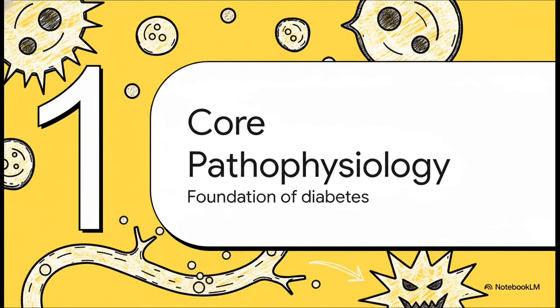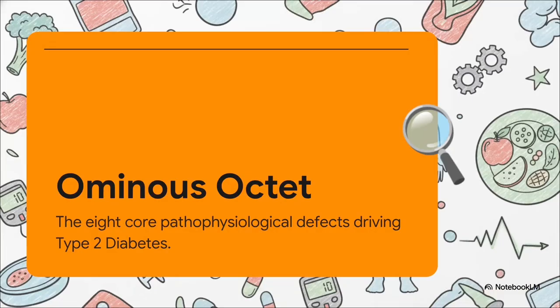All right, diving into Part 1, Core Pathophysiology. We have to start by clearly understanding the biological foundation of the disease we're fighting. Have you heard of the ominous octet? Well, it should absolutely be your primary mental model for type 2 diabetes. See, this disease isn't just about a simple lack of insulin. It's actually driven by 8 core pathophysiological defects.